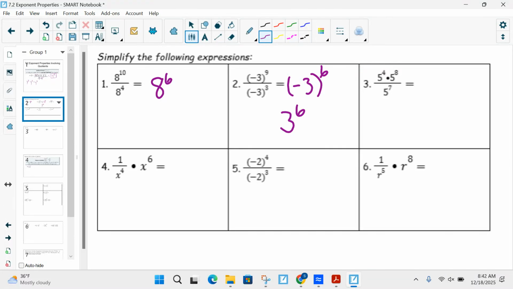Number 3 has a combination of adding and subtracting. So first, let's add the exponents in the numerator. That would be 5 to the 12th over 5 to the 7th. And then you would subtract since you're dividing, so 5 to the 5th.